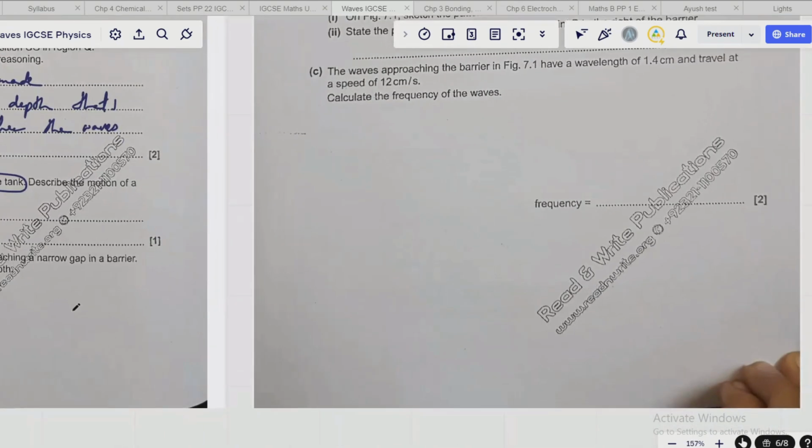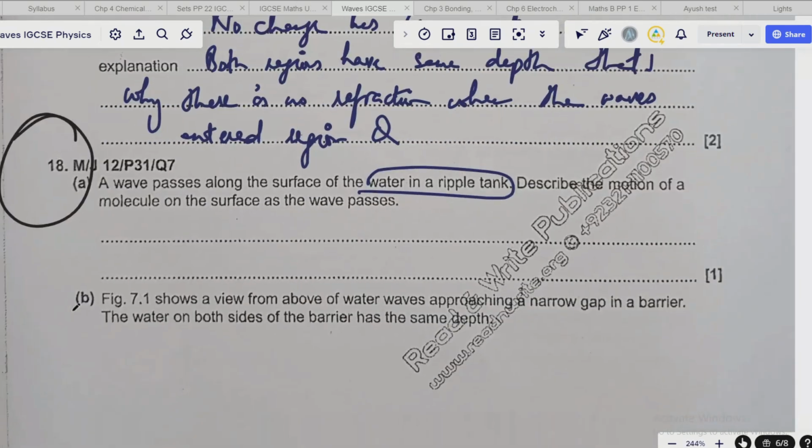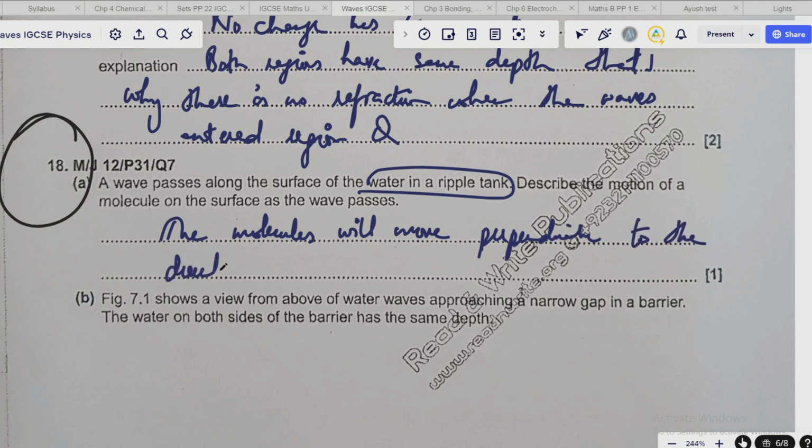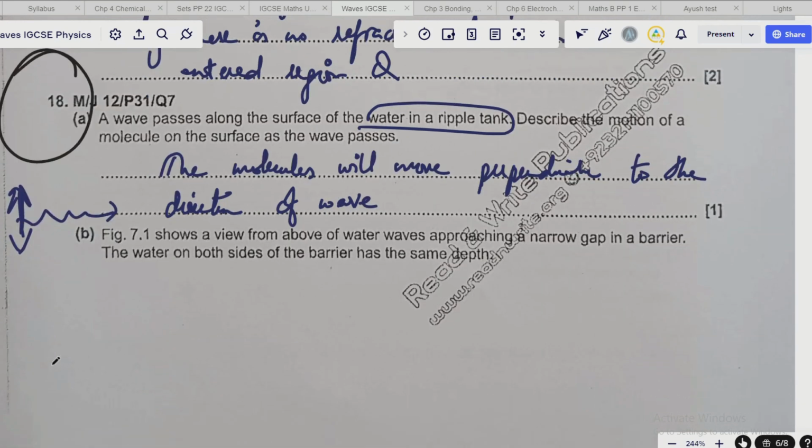So what will I write here in the answer? Describe the motion of a molecule on the surface as the wave passes. What will you say? That the molecules will move how? They should move perpendicular to the direction of the wave. Got it? The molecules will move perpendicular to the direction of the wave. Molecules are the particles. The particles will vibrate perpendicular to the direction of the wave. Got it? Okay, part B.